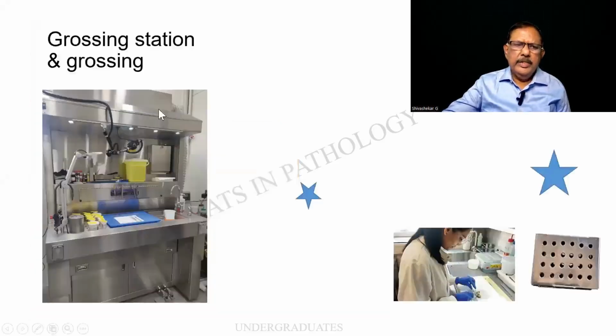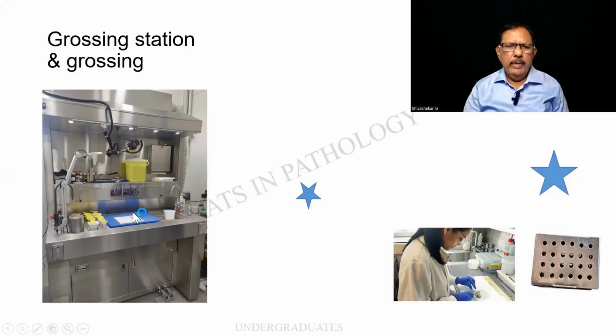And once you give the specimen, this is where we take it. So this is called the grossing station. In this station, there will be the knives, there will be an inflow of water, an inflow of formalin will also be available, and we can change the fixative if required. And this is the grossing table in which the grossing is done.